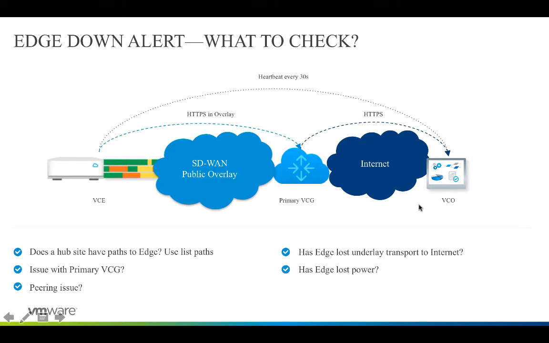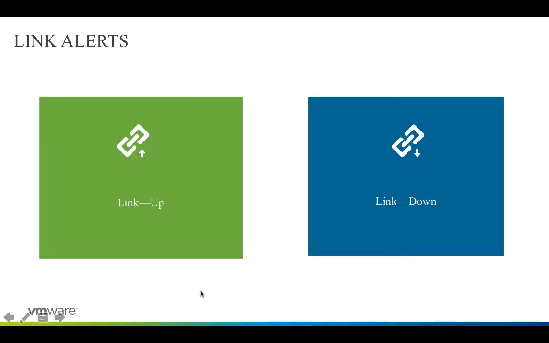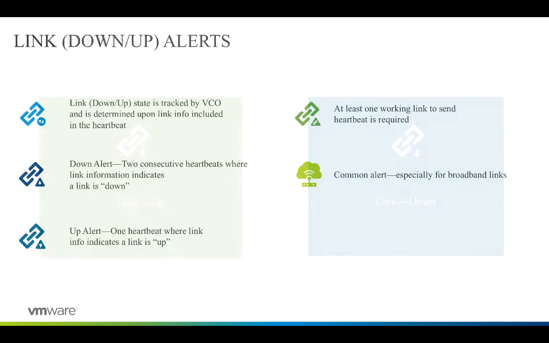So what are the things we need to check? Maybe the edge device is not able to communicate to the gateway, or there could be a pairing issue, or there could be an issue completely with the gateway, or maybe the edge site is down, or the edge has been powered down. Those are the things we need to consider when we are looking at the edge down and up alerts. On to the next type of alert, which is the link alert. In the link alert we have two different types: one is the link up and the other one is the link down alert.